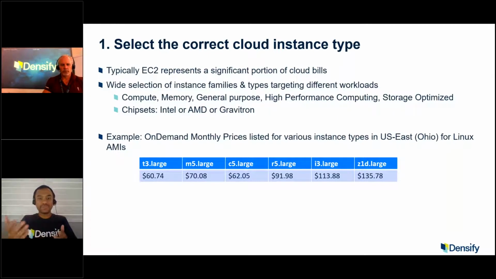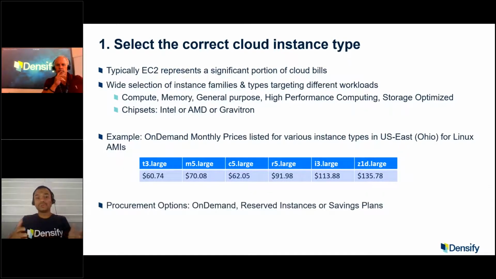Conversely, if I chose a C5 large, it would cost me $62 per month. An R5 large would be $91 per month, and all the way to a Z1D large, which would cost me $135 per month. So for 2 vCPUs, there's a whole spectrum of different choices out there. Both Andy and I can talk about this. What we see with customers is that they don't know this. Engineers just pick the biggest one and say, I think I need that. That's where the education part comes into play.